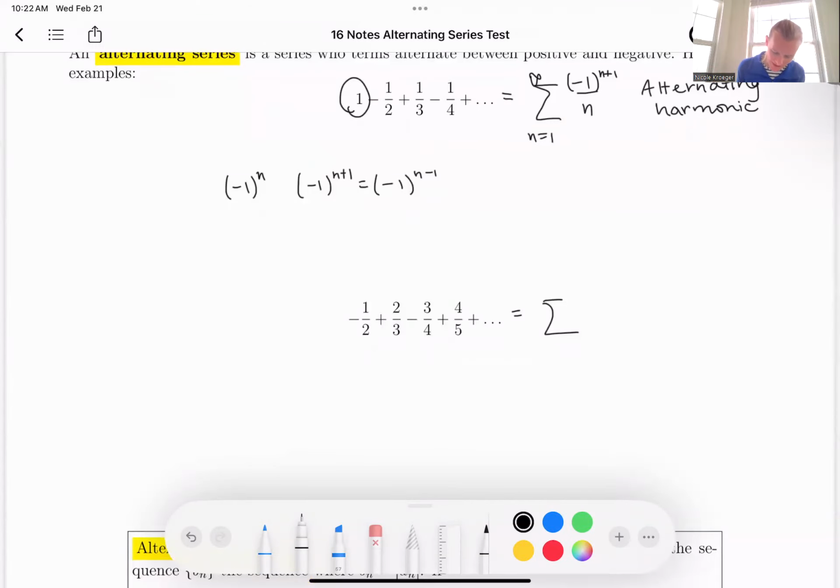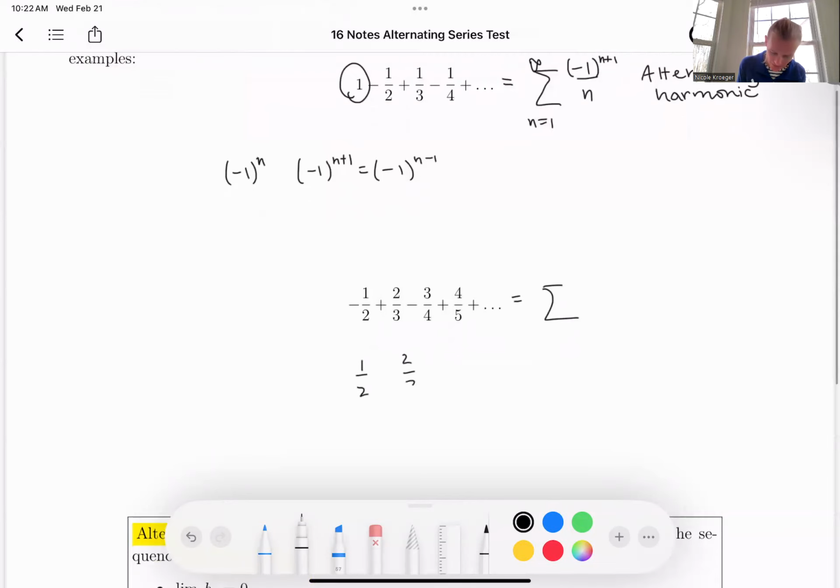Let's look at this other sum. Again, if I forget about the negative signs, I have 1/2, 2/3, 3/4, 4/5. So it looks like the numerator is n and the denominator is n plus 1, where we start from 1 to infinity. Again, we need a (-1) in here. It looks like (-1) to the n will give us the negatives in the correct spots. Okay, so let's determine whether these series converge or diverge and how we figure that out.